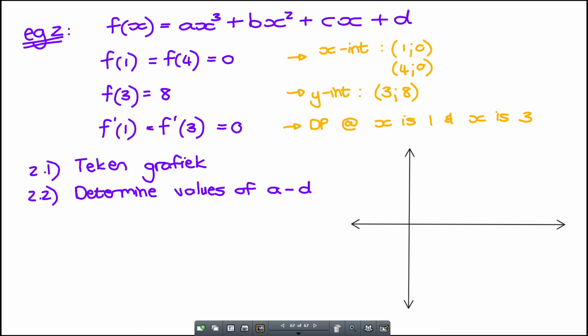Okay, kom ons kyk gou wat ons het. Listen. I know that my x-intercepts will be here at 1 and at 4. Nee. Okay. My y-intercept is where x is 3 and y is 8. So hy gaan omtrent daar so lê.